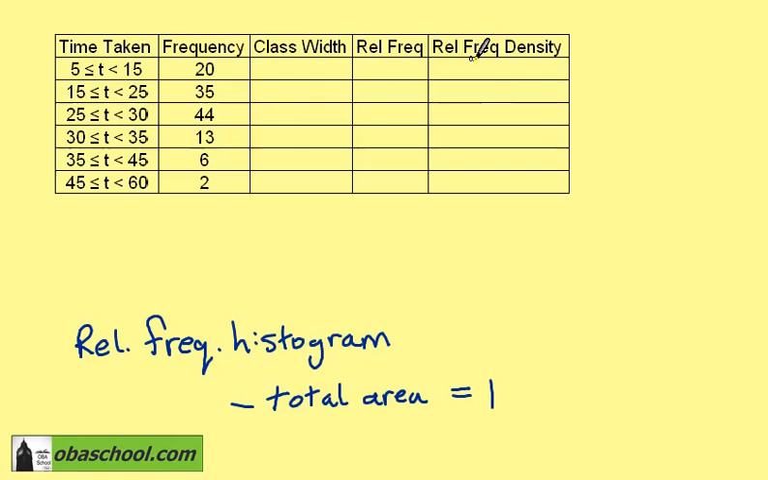To get to relative frequency density, we need the class width and the relative frequency. Class width we're aware of. 5 to 15 is 10, 15 to 25 is also 10, 25 to 30 is 5, 30 to 35 is 5, 35 to 45 is 10, and finally 45 to 60 is 15.